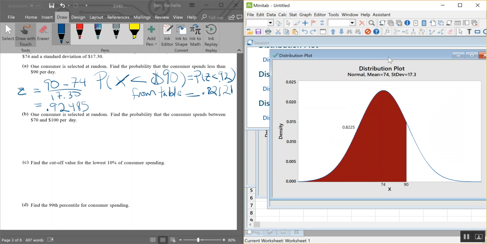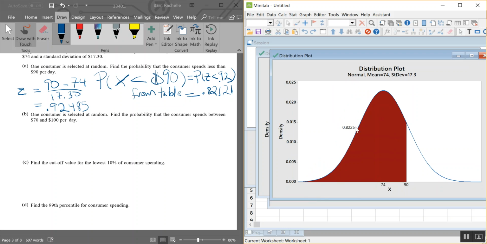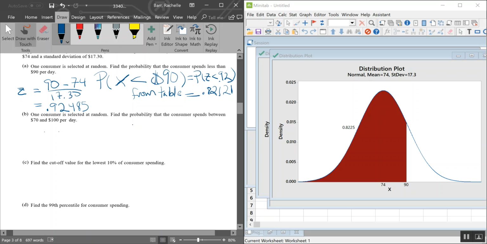Oh my gosh! It's the same value! Look, same. Same, z, mean 0, standard deviation 1. Same, mean $74, standard deviation $17.30. Same stuff, different distribution. Yay! Okay, now let's look at another one.